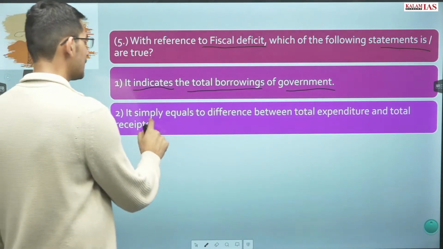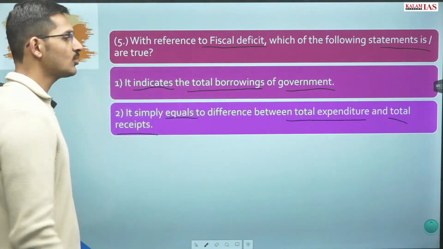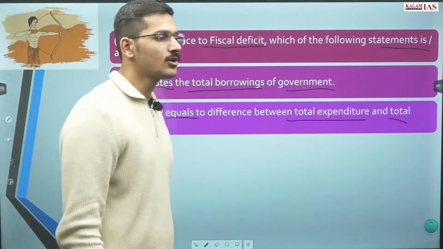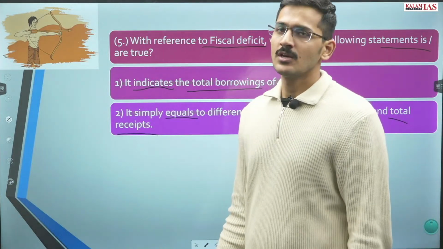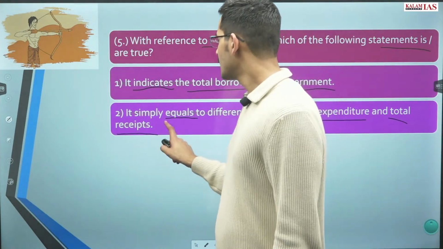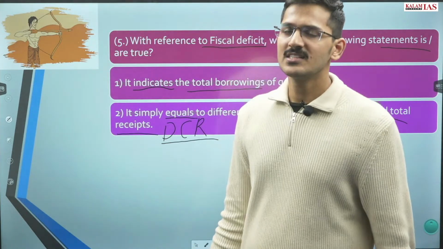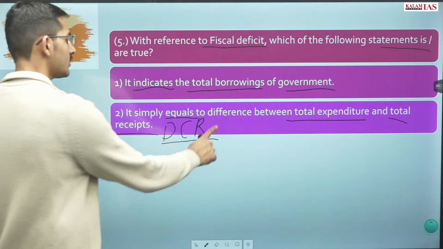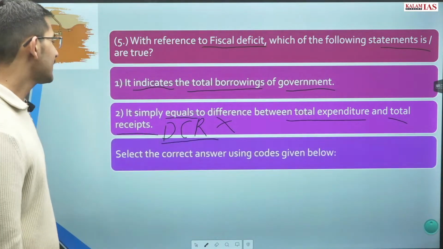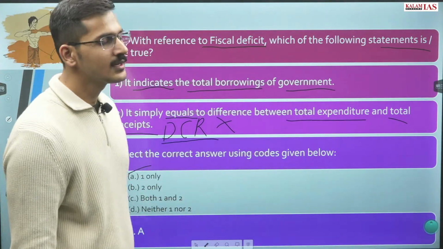Next is, it is simply equal to the difference between total expenditure and total receipts. In receipts there are capital receipts, and in capital receipts there are non-debt creating as well as debt creating capital receipts, DCR. Debt creating capital receipts are not included while calculating fiscal deficit. So this statement is a wrong statement. Select the correct answer using the code given below. Answer is A, 1 only. The first statement is correct, and the second statement is wrong.